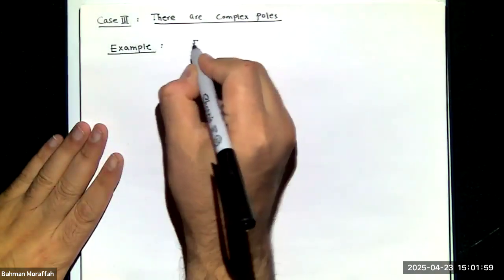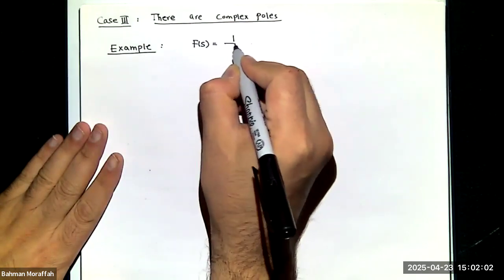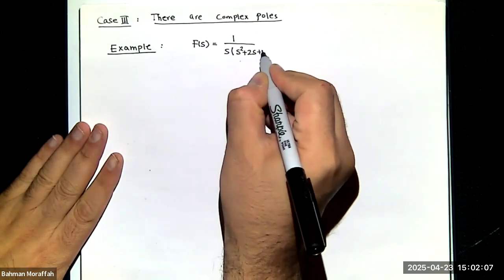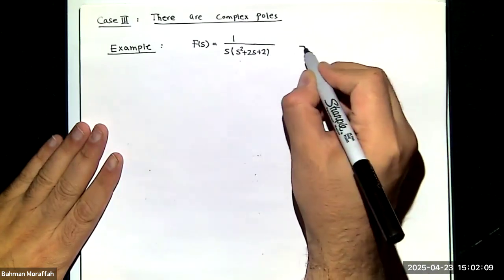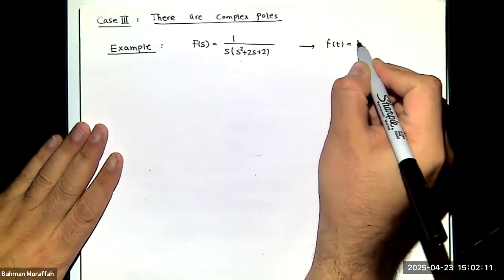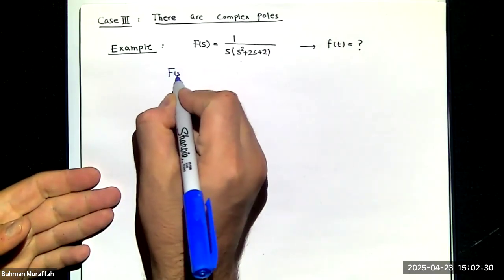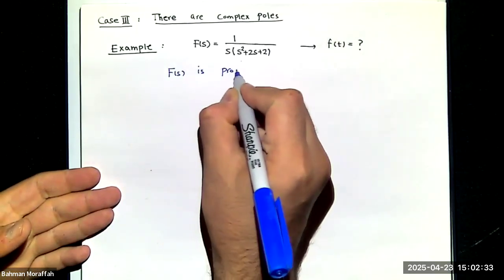Let's just say I'm given this F(s), which is 1 over s times (s squared plus 2s plus 2). And the question is, what is f(t)? The very first thing we notice is that the degree of the numerator is 0, the degree of the denominator is 3. Therefore, this F(s) is proper.